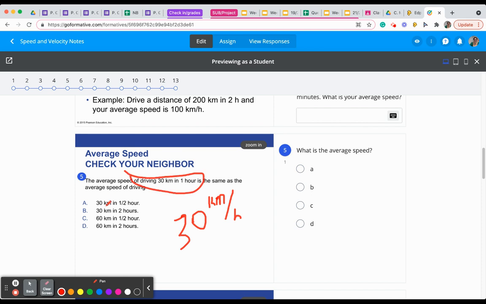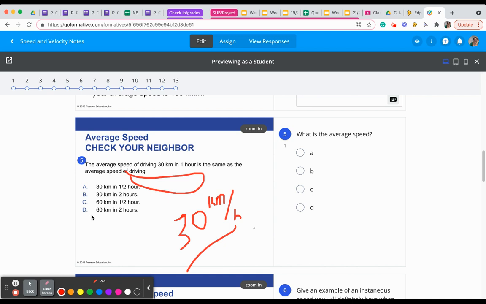And then you're trying to find out which one of these would be the same. So A would be 30 divided by 0.5. So you would use the decimal form. 30 divided by 2, 60 divided by 0.5, or 60 divided by 2. Which one of these four gives you the same number of 30 kilometers per hour? And put your answer choice there.